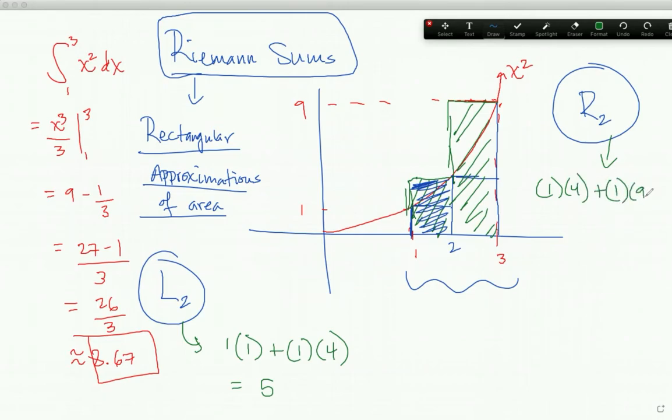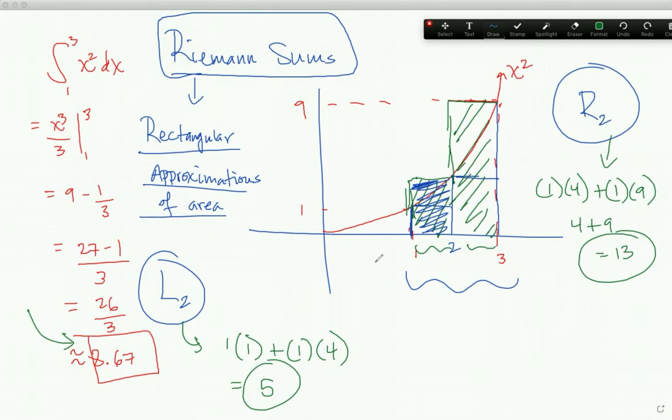Exactly. So the width of the rectangles is conveniently simply 1. If we calculate this, 1 times 4 is 4 plus 9 is 13. So we have 13 and 5, and the true area is exactly between them. One of them under approximates the area, and the other over approximates it, and the true area is, no surprise, somewhere in between. Fair? Yeah. Okay, got it.